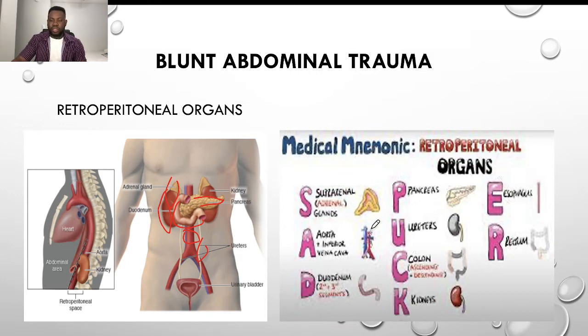So these are the organs, SAD PUCKER. Suprarenal gland, aorta, IVC, duodenum, pancreas, ureters, the colon. So we have the descending and ascending colon. And the rectum is also part. The kidneys are part, and the esophagus.